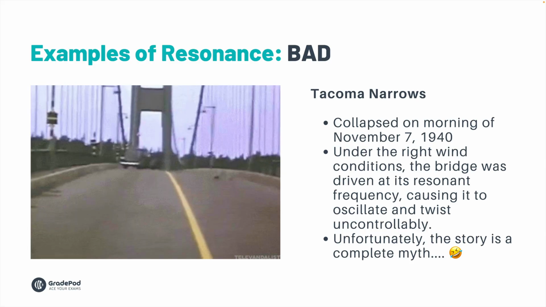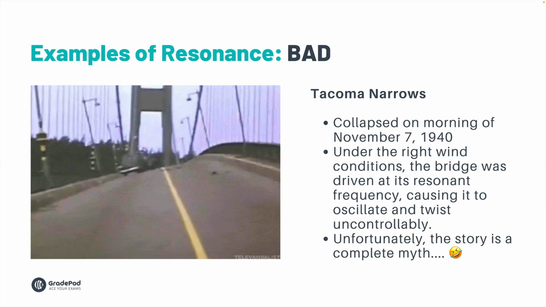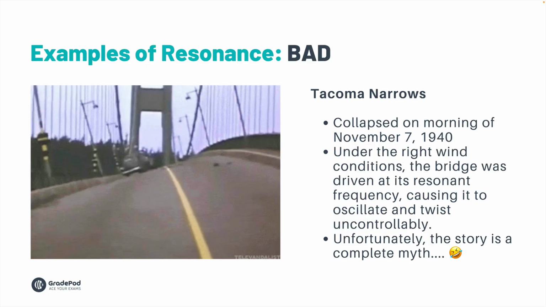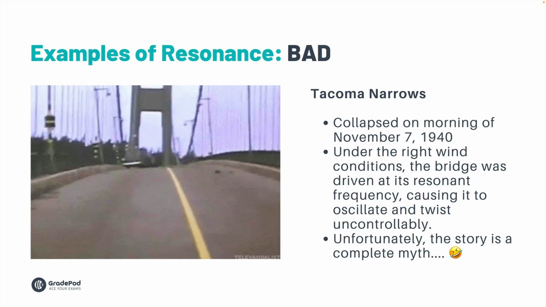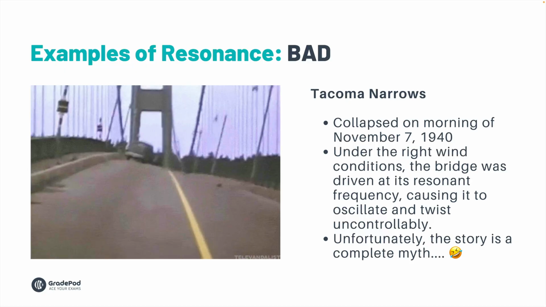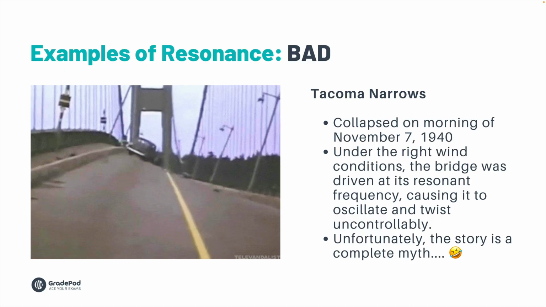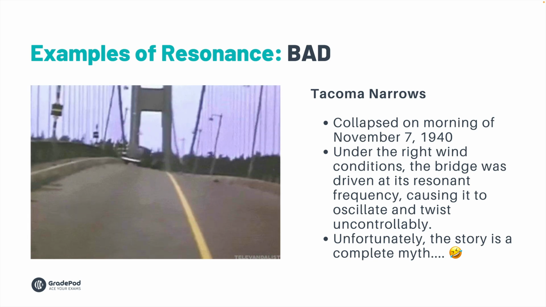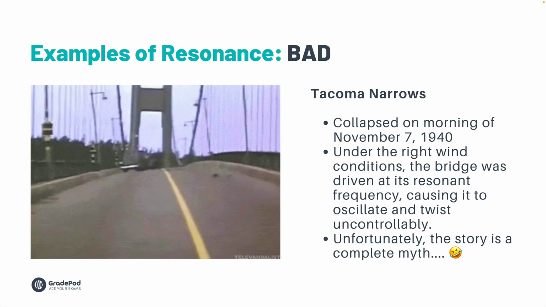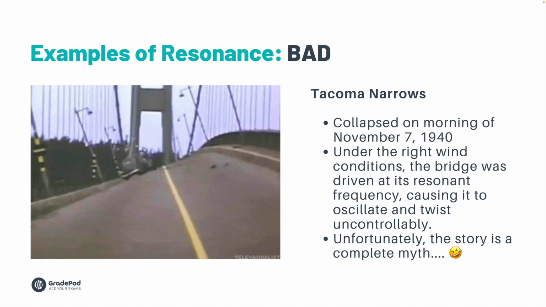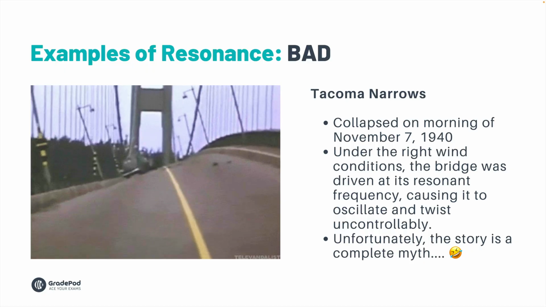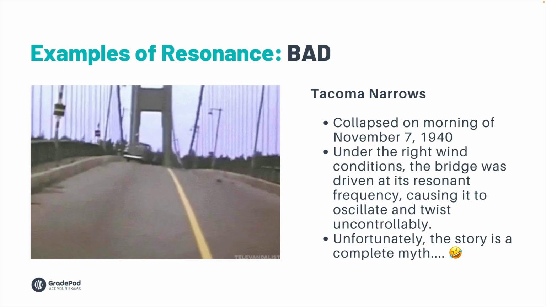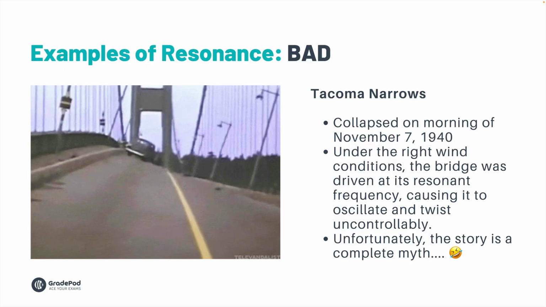You may have heard the story of Tacoma Narrows, and this is real-life footage of Tacoma Narrows back in 1940. Basically what happened was there was a very strong and consistent gust of wind, and that wind drove the bridge at its natural frequency, causing it to resonate and oscillate and twist uncontrollably to the point where this bridge actually in the end collapsed. Now for many, many years, this story was told that the Tacoma Narrows Bridge collapsed due to resonance. Unfortunately, the story is a complete myth, but it's still a good point to make when we're looking at resonance and an object being driven at its natural frequency.